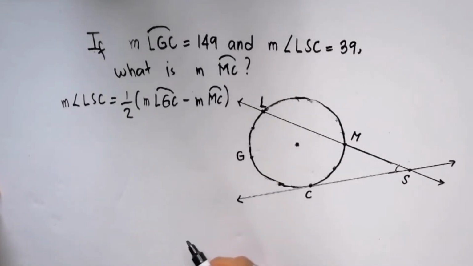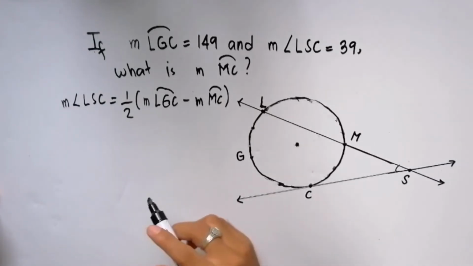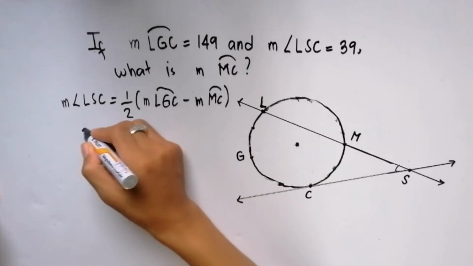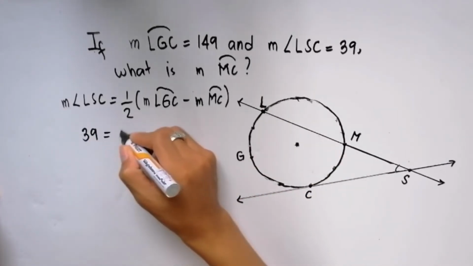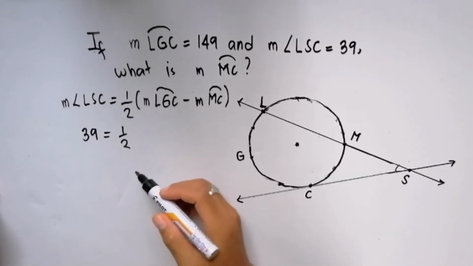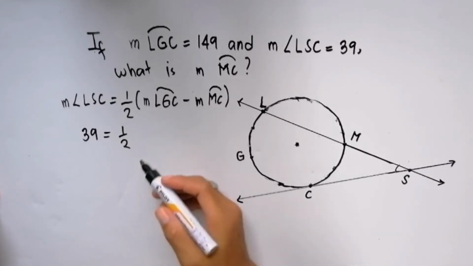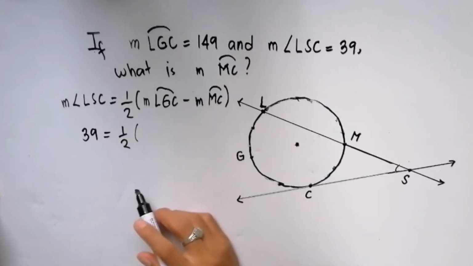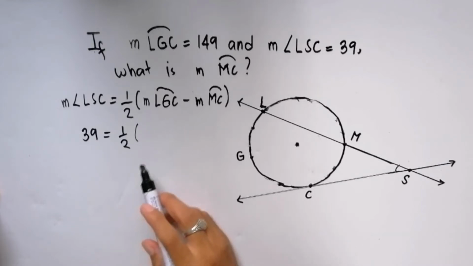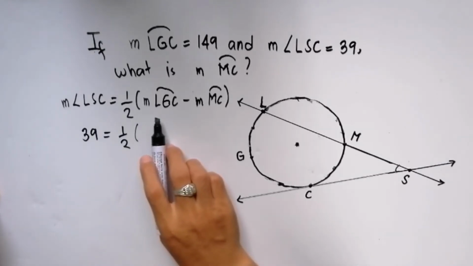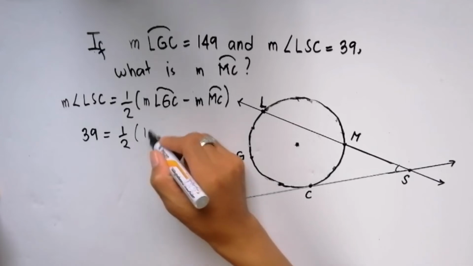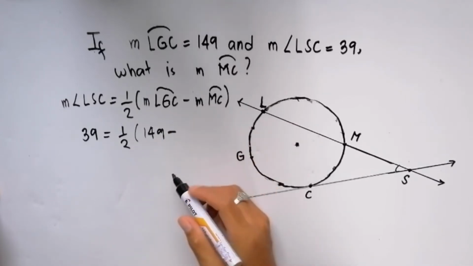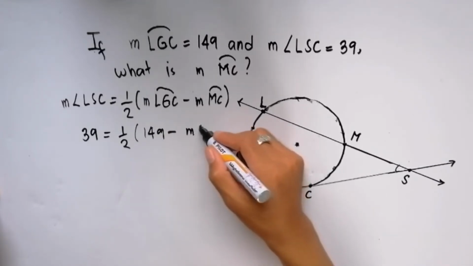So the unknown here is the measure of arc MC. So the measure of angle LEC is equal to 39, is equal to 1/2 times the measure of arc LGC. We have 149, minus the measure of arc MC.